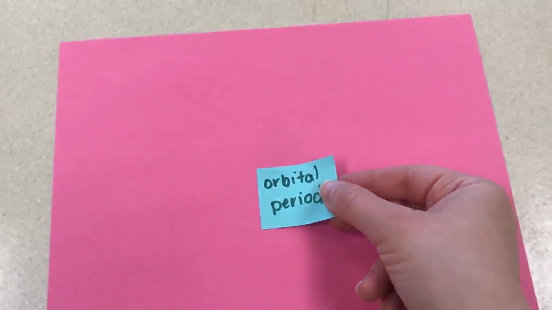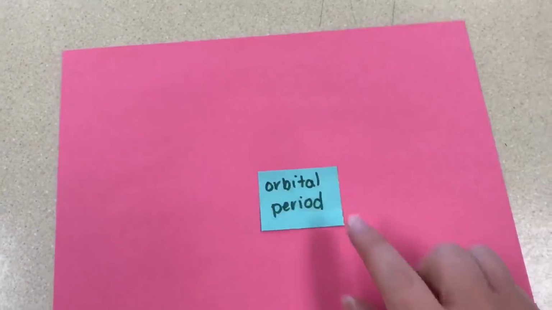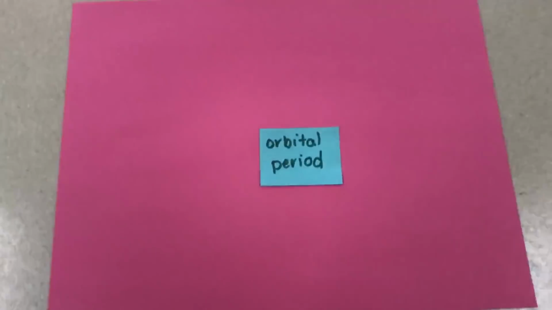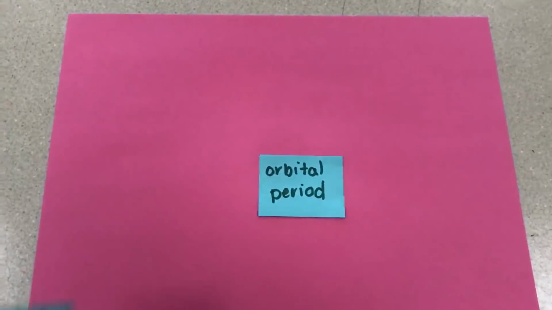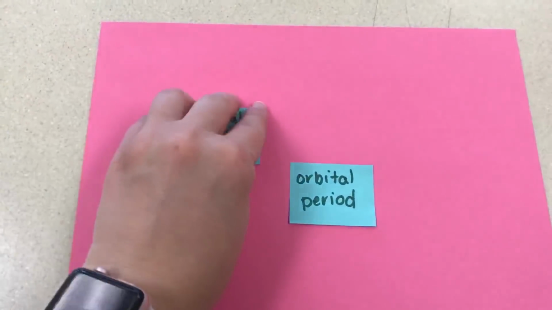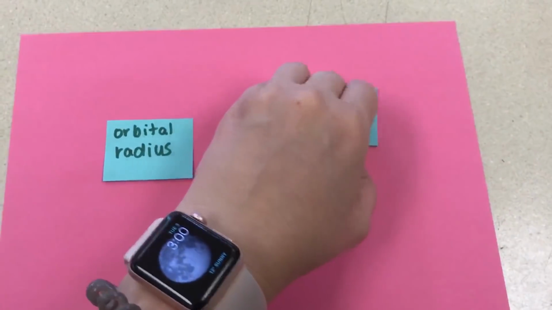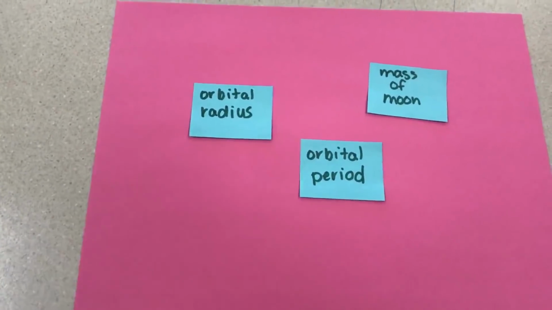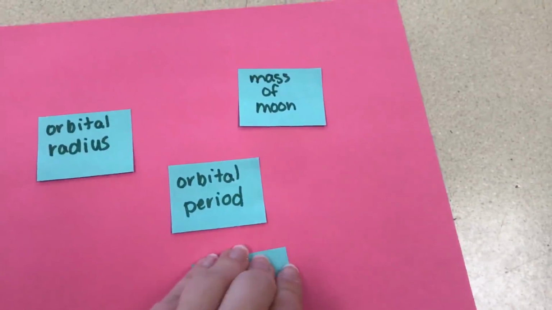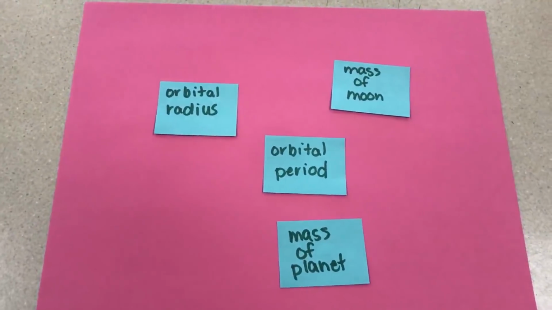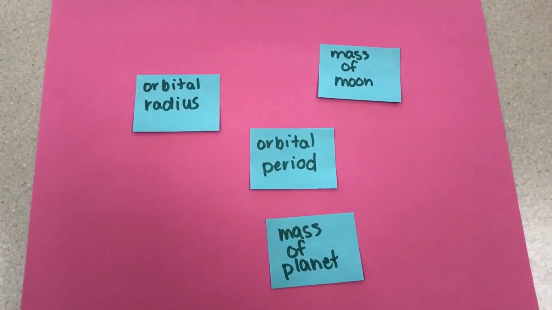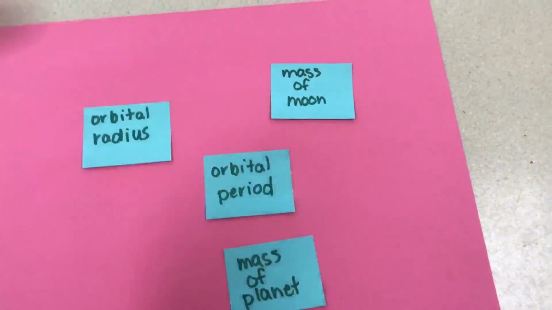If you go the inquiry approach to this, you can have students brainstorm ideas of what affects the orbital period. Some common answers would be the orbital radius, so we'll just place that around on a sticky note, the mass of the moon, or the mass of the planet. When setting up an experiment to test this, we can only test one of these at a time.